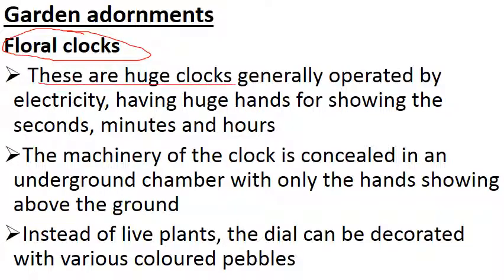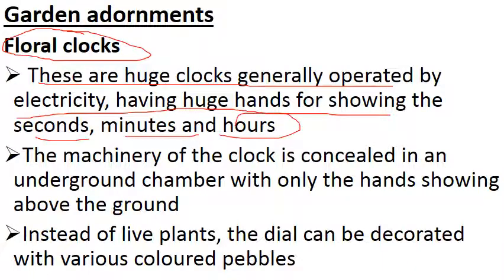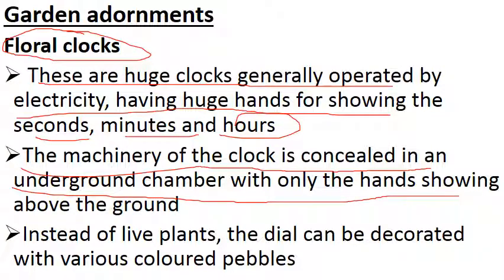These are huge clocks generally operated by electricity, having huge hands showing the second hand, minute hand and hour hand. The machinery of the clock is concealed in an underground chamber with only the hands showing above the ground. Means the underground portion is the clock, but the above ground portion is the hand. You should remember, the hand is the above ground portion.